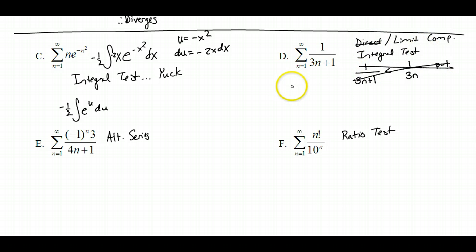You could use limit comparison, and that b sub n I would use would be 1 divided by 3 times n. So you can definitely use that. Remember, limit comparison, you have to show the limit with it. You could also use your integral test for that because you can definitely integrate that with natural log.